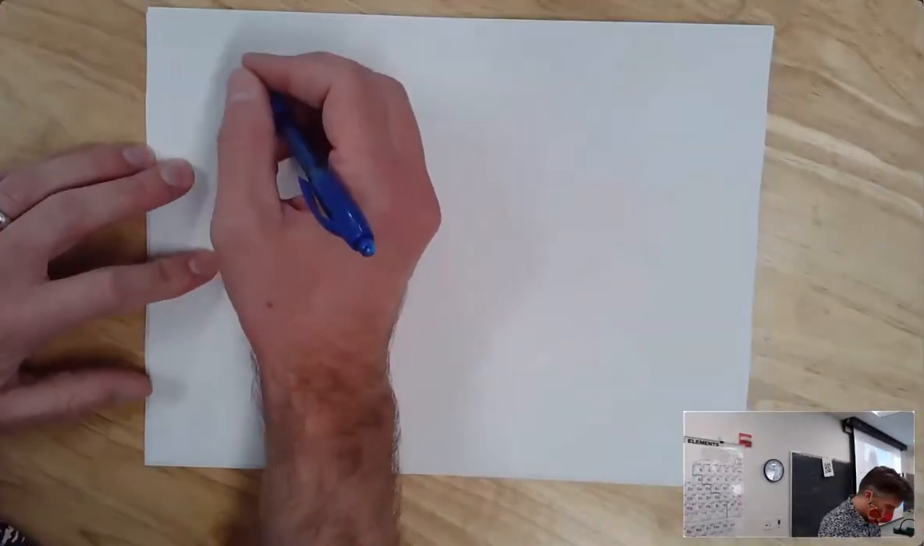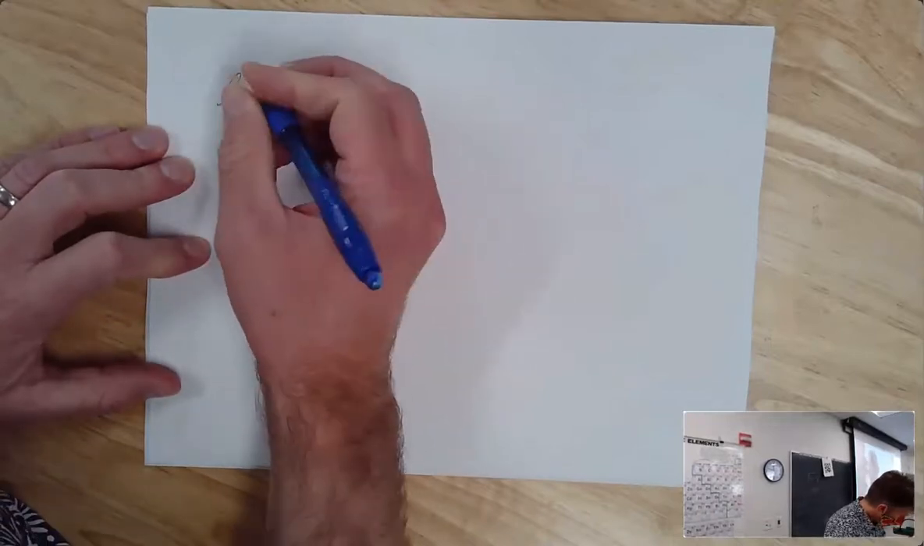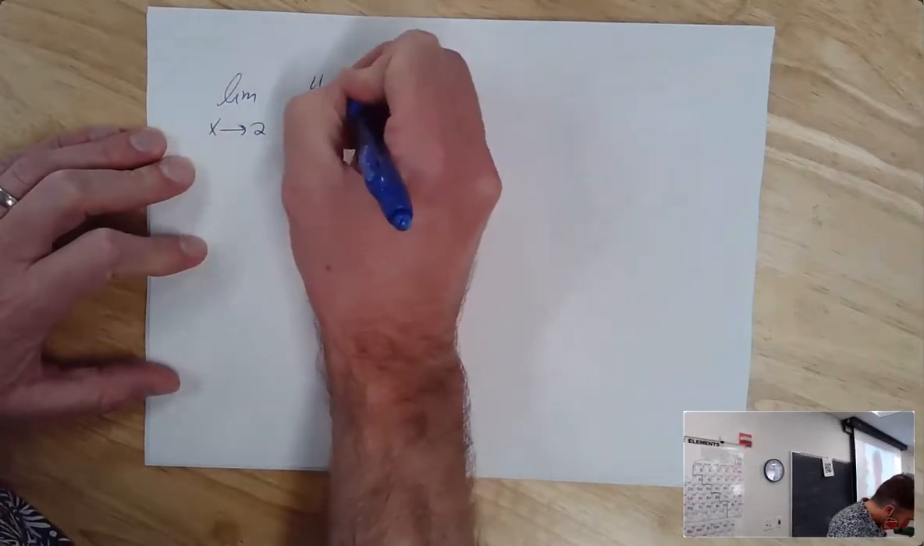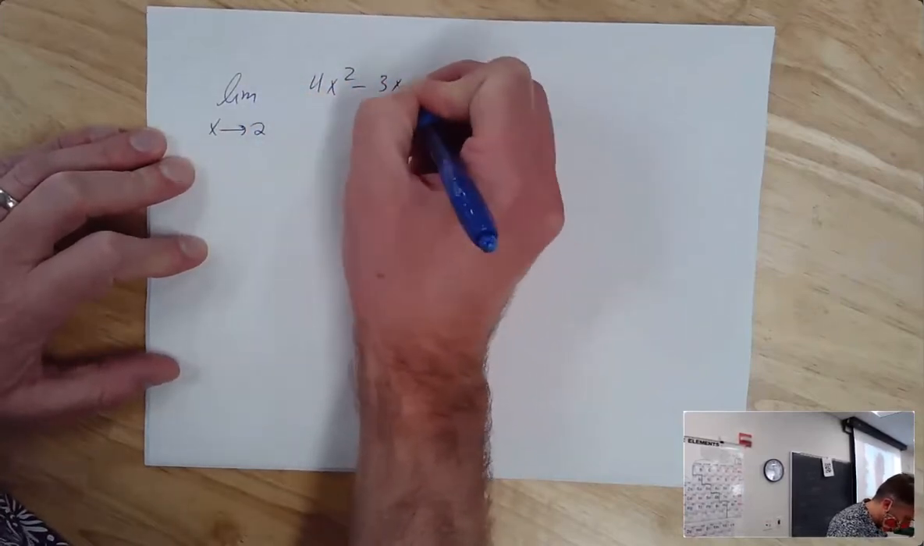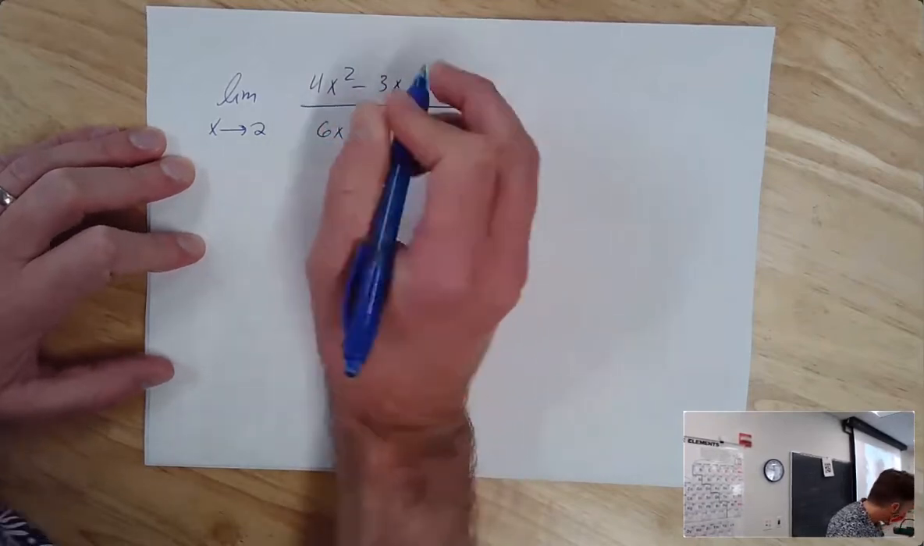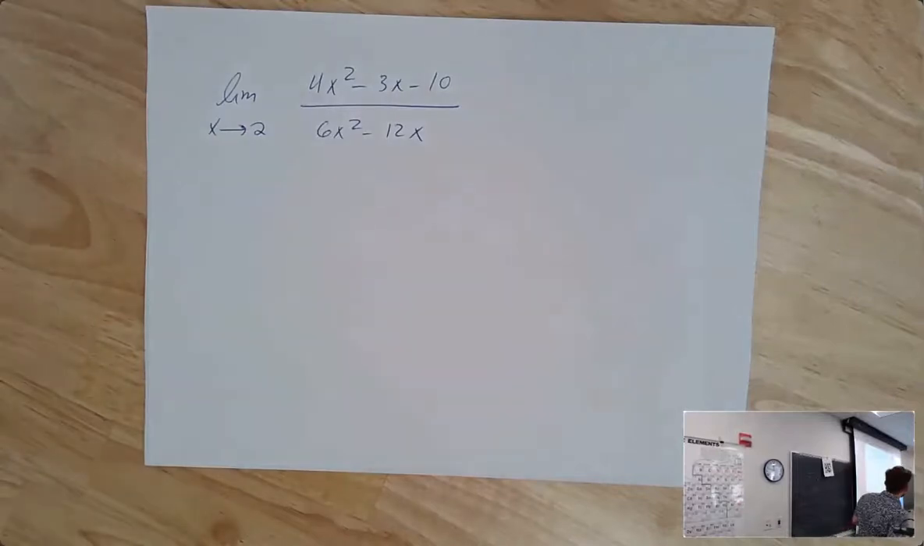So let's try and evaluate the limit as x approaches 2 of 4x squared minus 3x minus 10 divided by 6x squared minus 12x. And it's always a good idea, and I have to forget this, you should remind me, it's always a good idea to substitute in x equal to whatever it's approaching in the very first step. Because sometimes you're just going to get a number. Most of the time, you're going to get 0 divided by 0.